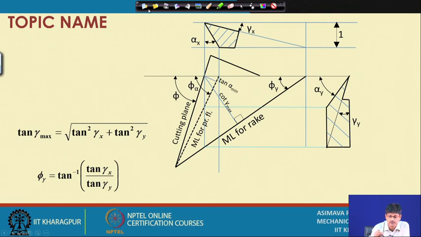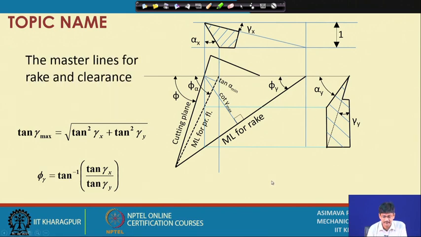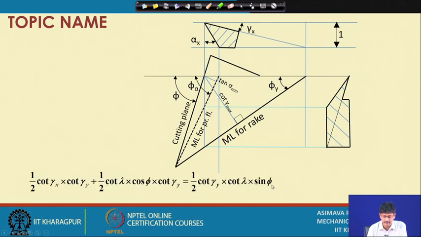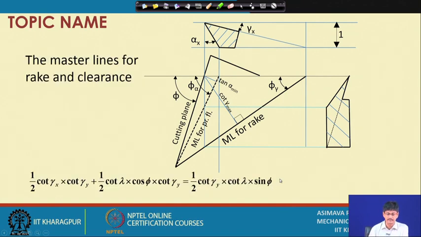You come to understand the usefulness of the master line method, and I will just give you one example through which you will be convinced that yes, it has some other uses also. All the tool angle calculations can be done very elegantly with the help of this master line principle. Let us have a quick look how this can be done.